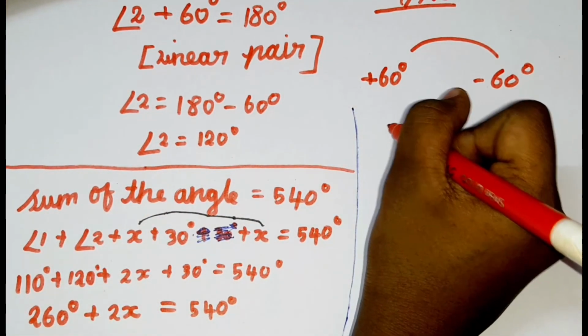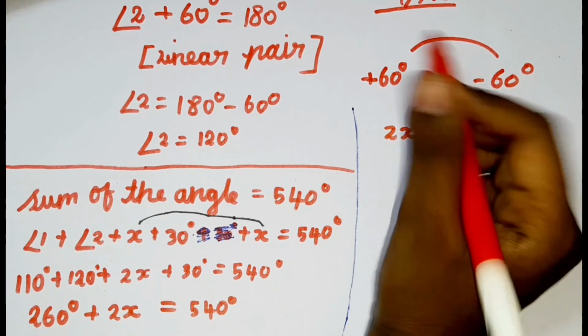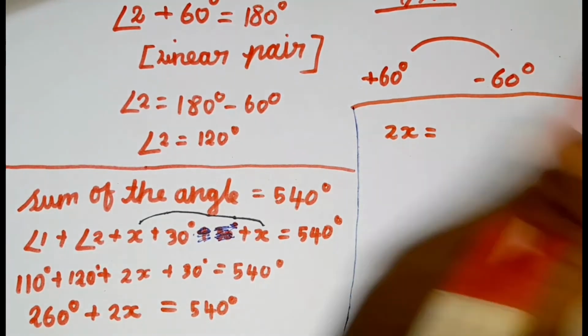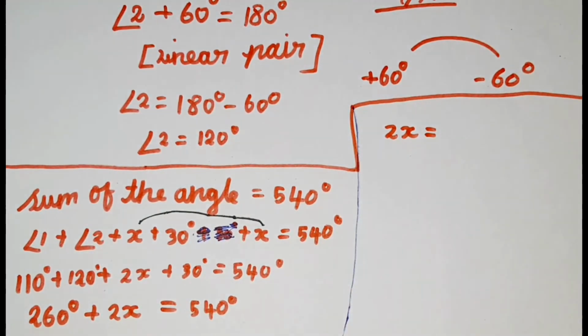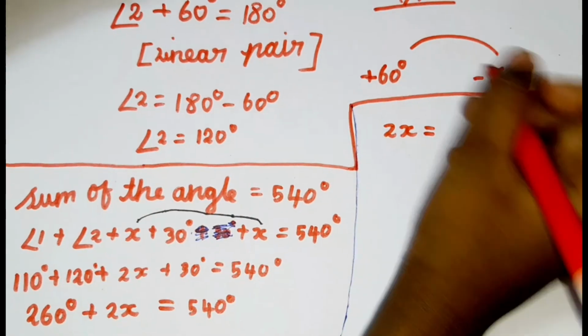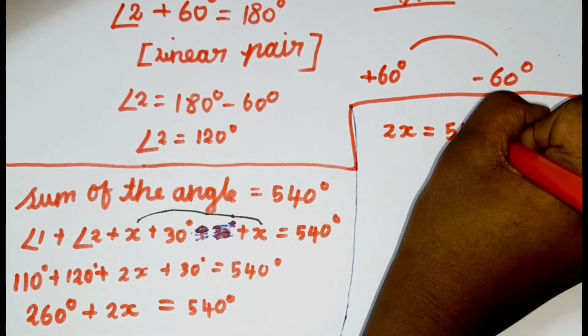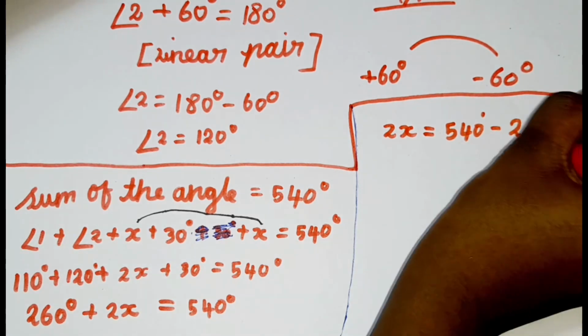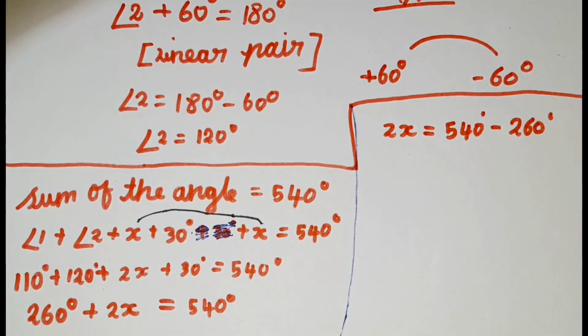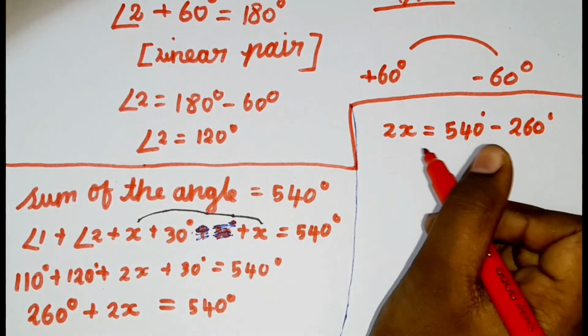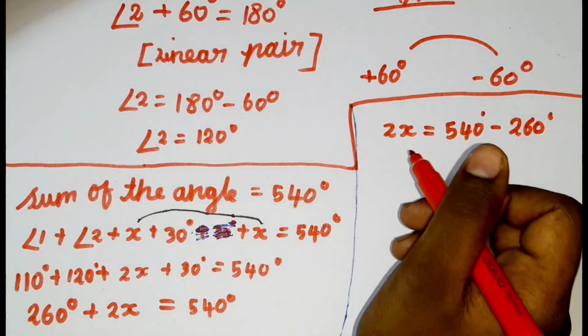Now 2x is equal to, why did I take 2x? Because now we cannot solve 2x. So only number left is 260. That's why we are taking 260. So 2x is equal to 540 degree minus 260 degree. Why minus? When plus goes to the other side, it becomes minus. That's why. Okay. So now 540 minus 260.